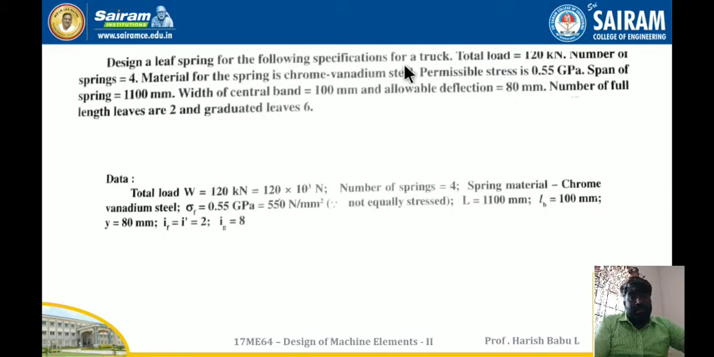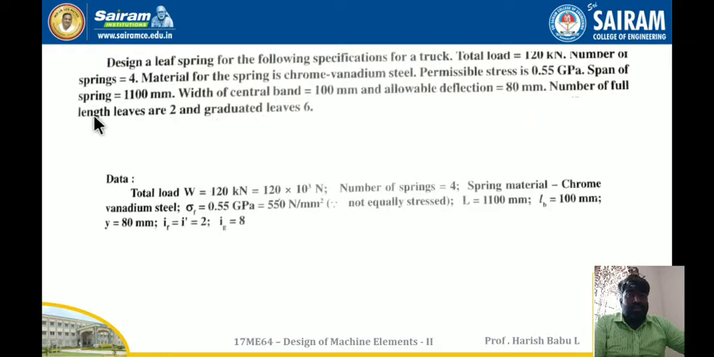Let us consider a problem. Design a leaf spring for the following specification for a truck. The total load is equal to 120 kN. The number of springs is 4. The material for the spring is chrome vanadium steel. The permissible stress is 0.55 GPa. The span of the spring is 1100 mm. The width of the central band is equal to 100 mm and the allowable deflection is 80 mm.